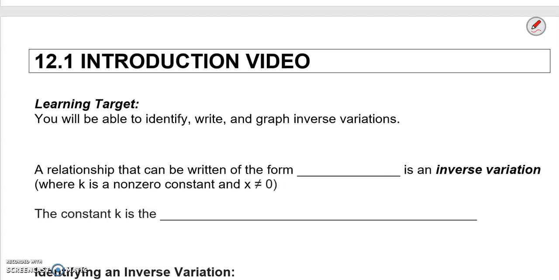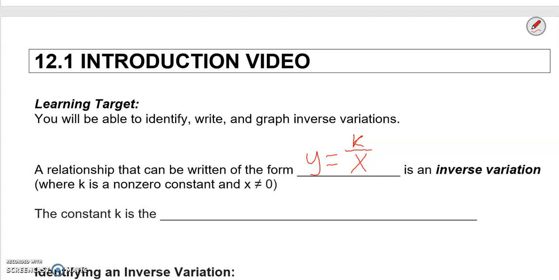Alright, so we're going to learn about inverse variations. The learning target says you will be able to identify, write, and graph inverse variations. So what is an inverse variation? It is a relationship that can be written in the form y equals k over x, where k is a non-zero constant and x cannot equal 0.